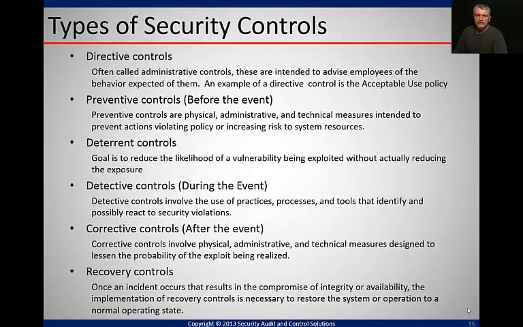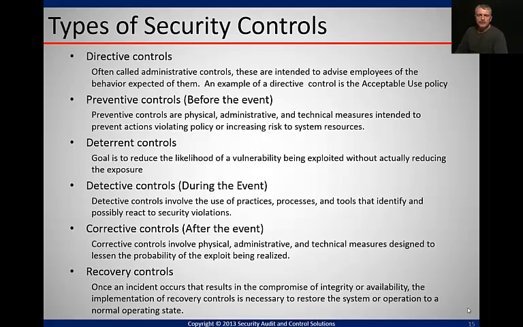There are types of security controls which include directive controls. These are often called administrative controls, and these are intended to advise employees of the behavior expected of them. An example of a directive control is the acceptable use policy, which every user has to sign, of course. There are preventative controls, before the event. These are physical, administrative, and technical measures intended to prevent actions violating policy or increasing risk to system resources.